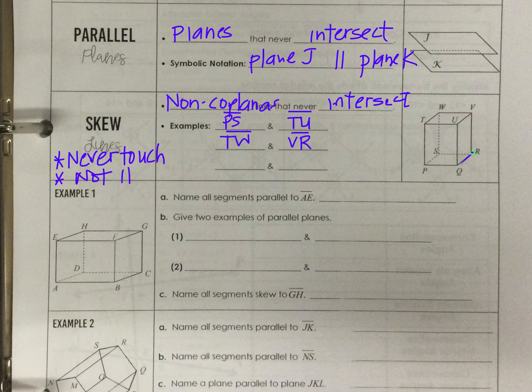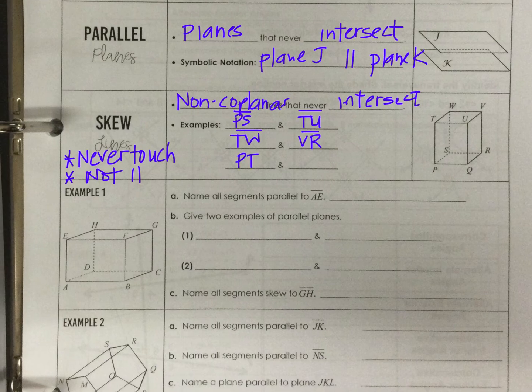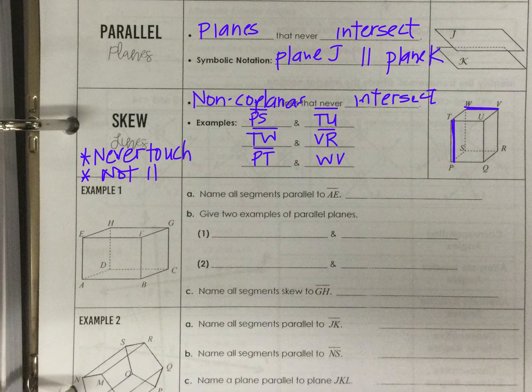All right, the last one I want to look at is PT. Let's see, PT is here. A skew line for PT, let's say WV. It's not touching and it's not parallel.